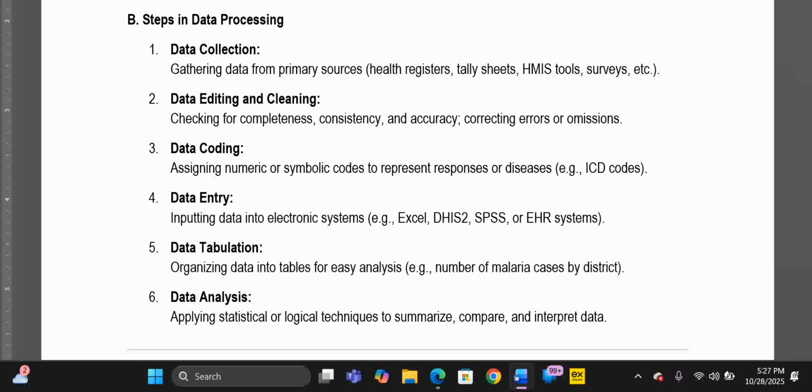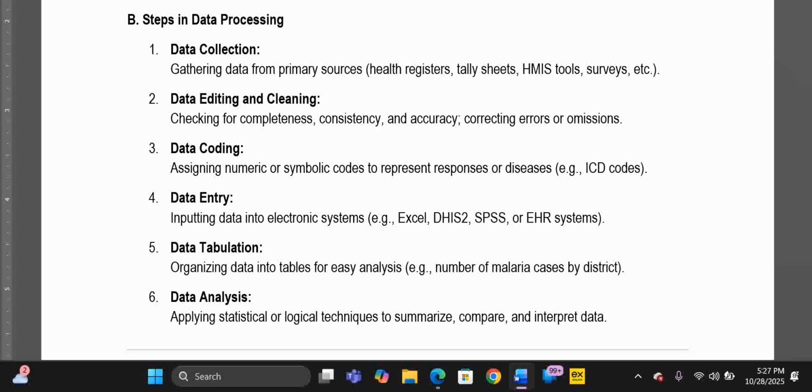Stage four, we do data entry, whereby we input data into an electronic system. We can input data into Excel, the District Health Information System too, or maybe the SPARK-Stats software or an electronic health record system that is used for managing a patient's records. So at the end of the day, you're supposed to feed the information into the system that is available.